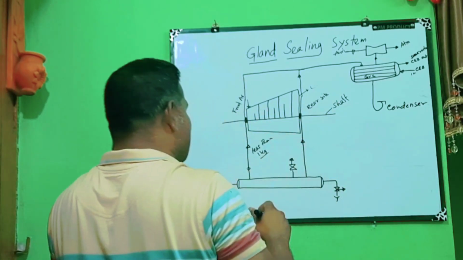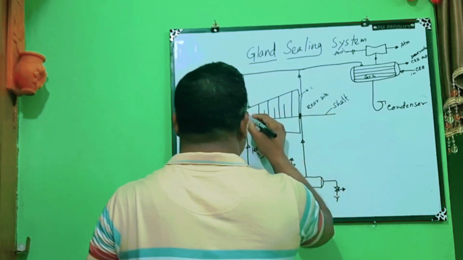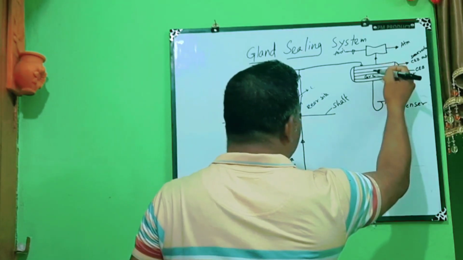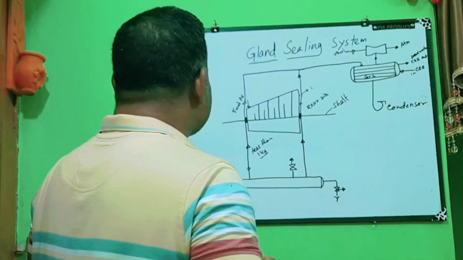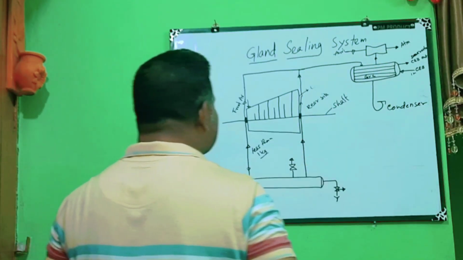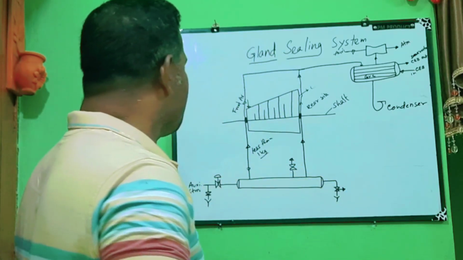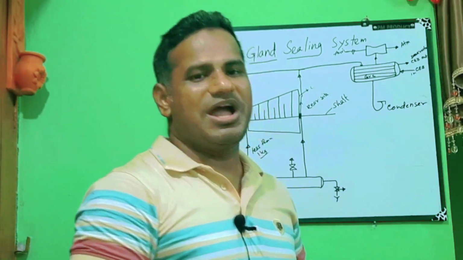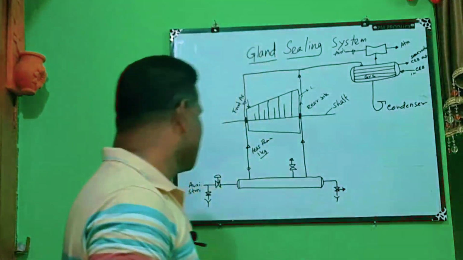After circulating, some steam also remains. This steam will go to this point, and this point. It will go out to the gland band condenser by the ejector system. This is the main function of the gland sealing system. I hope it is clear. If any confusion about this, please comment on my video. I will try to explain more details about this, inshallah.